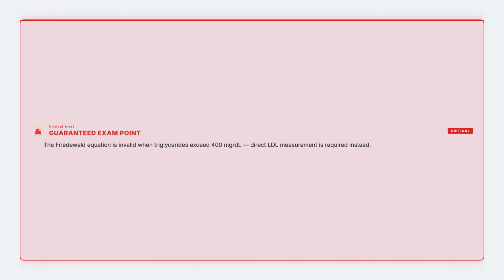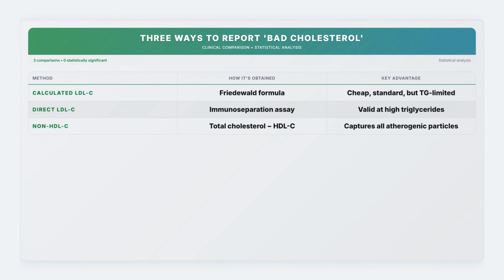Critical limitation, guaranteed to appear on an exam. The Friedewald equation becomes unreliable once triglycerides exceed 400 mg/dL, because the fixed TG to cholesterol ratio assumption breaks down. Direct LDL measurement is required instead in that setting. Three related values often get confused.